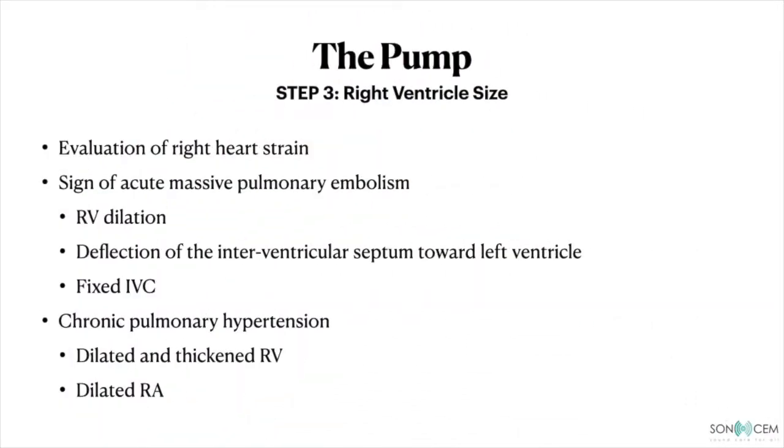The third step of pump assessment is to look for evidence of right heart strain pattern. If a patient is in shock in the presence of RV strain, pulmonary embolism should be suspected. The signs of acute pulmonary embolism include RV dilatation, and because of the high pressure in the RV, you may see deflection of the interventricular septum towards the left ventricle with a fixed IVC. The only chamber that can dilate in the acute setting is the right ventricle. A dilated and hypertrophic RV is a sign of chronicity, which is expected to be accompanied by RA dilatation.